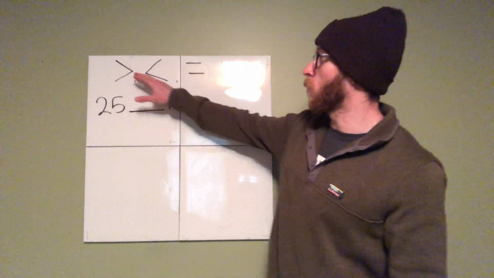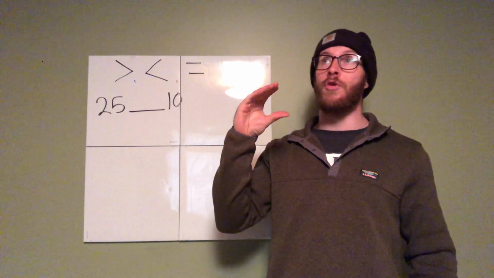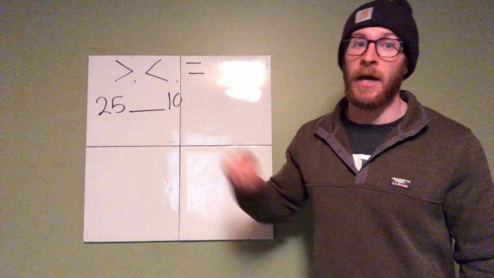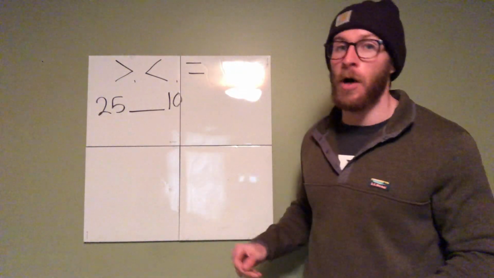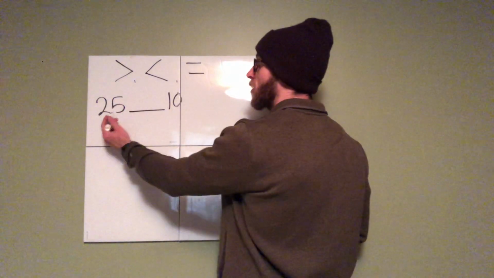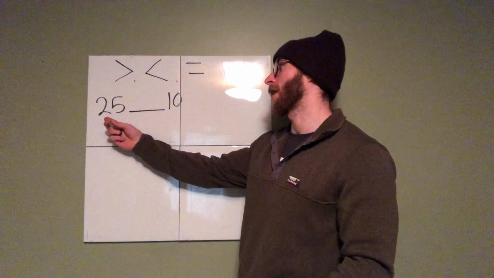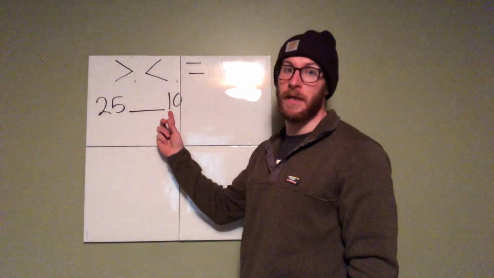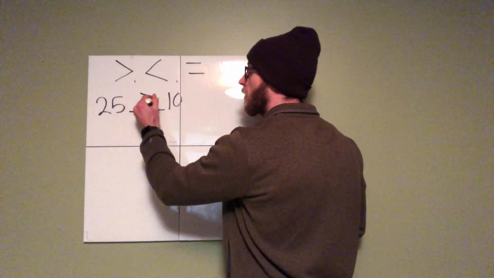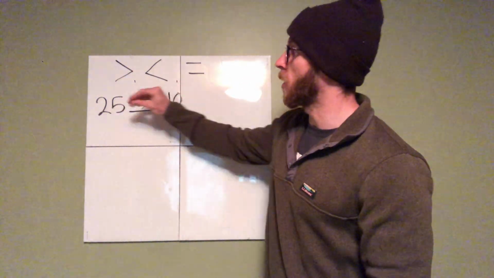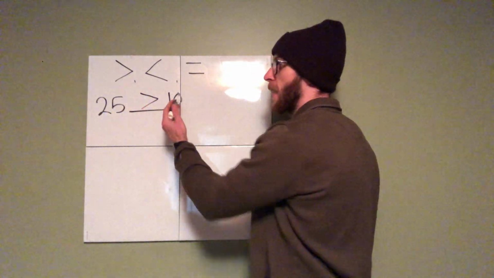Now remember, when we're working with the greater than and less than signs, imagine an alligator who's super hungry and wants to eat the bigger number. They want to be nice and full, so they're not going to eat smaller numbers. So which is the bigger number? I know 25 is more than 10, especially looking at the 10s: there are two 10s here and only one 10 there. So 25 is bigger, and I want the alligator to eat the bigger number. I would pick the greater than sign. 25 is greater than 10.